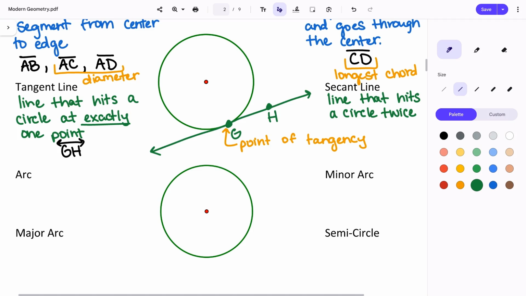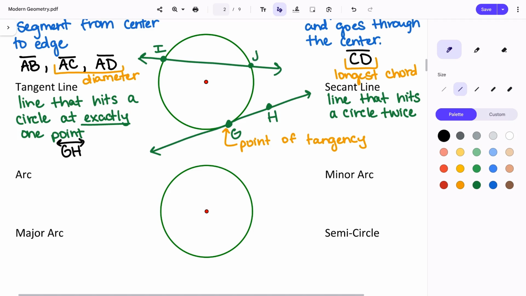And I'm just going to draw one in. It does not really matter what direction you put it in here. It can go really any way. It could go through the center if we wanted it to. We'll call this point I, and we'll call this point J.